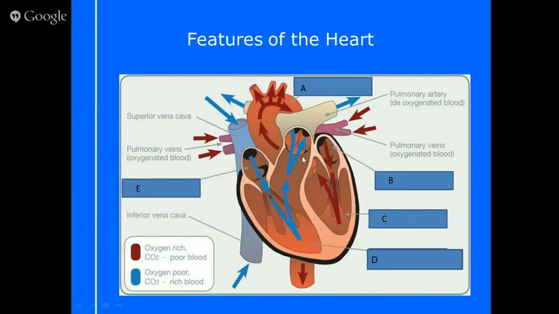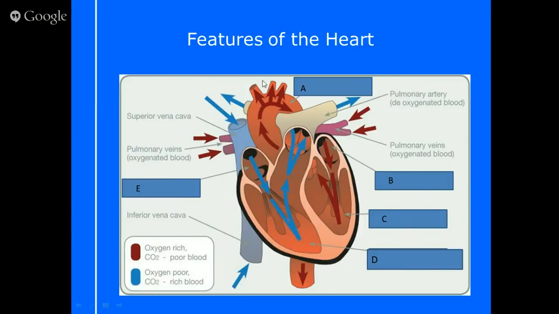pulmonary valve here, and that pulmonary valve is then going to push it into the pulmonary arteries, which you can see where the blue arrows are coming back out of here. Now, that is then going off to the lungs to then complete the circuit all over again.